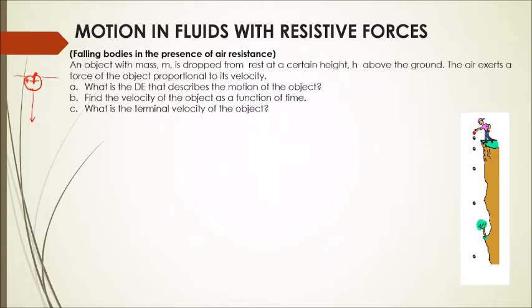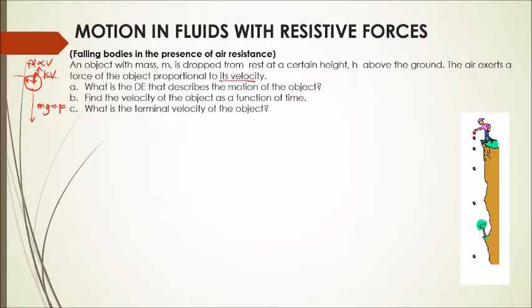Based on Newton's laws of motion, we have the downward force, mass times gravity, mg. And then we have this opposing force. What is the opposing force? It says here that the air exerts a force, which is the drag force, or the air resistance, the opposing force, proportional to its velocity. So another way of expressing it is kv.